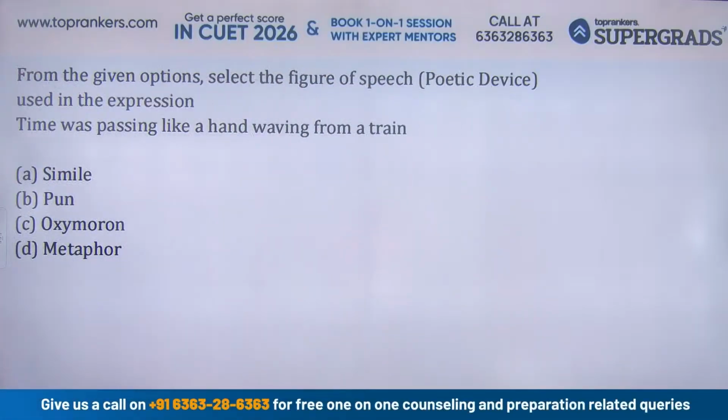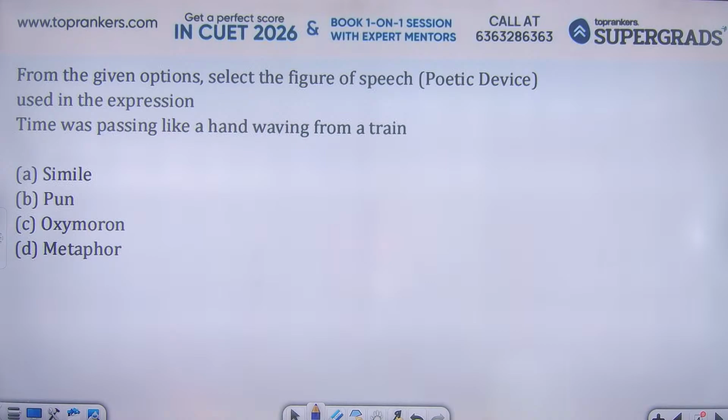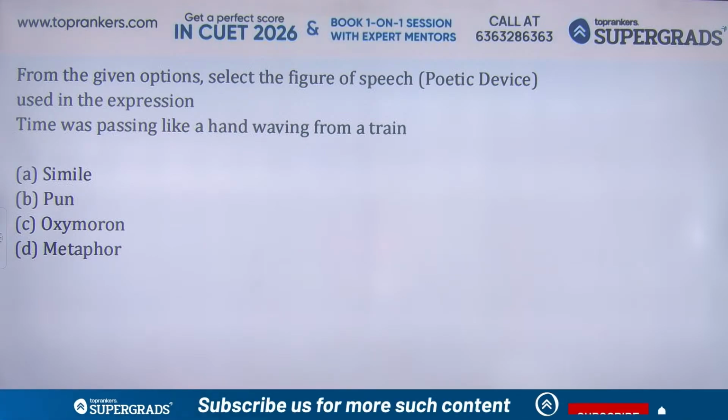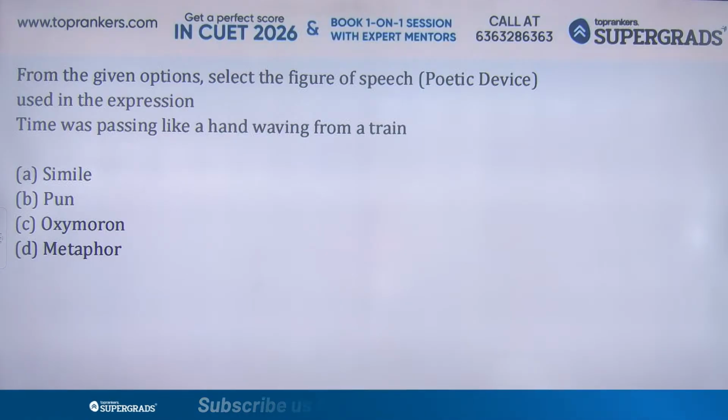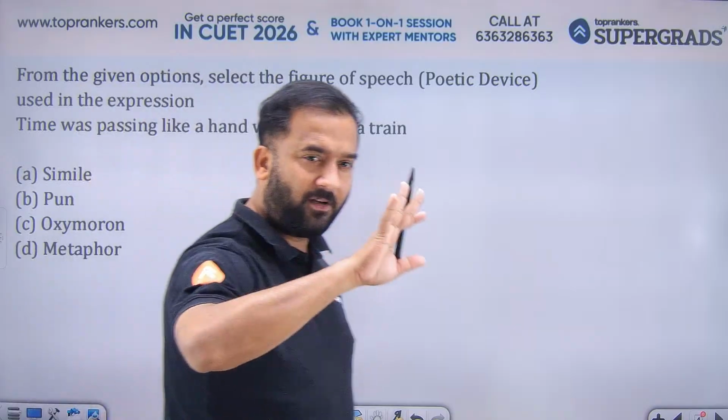Here is your next question. Here is our next question, students, for today's session. Time was passing like a hand waving from the train.